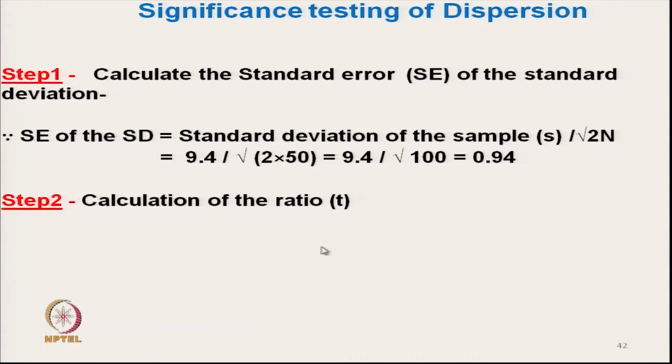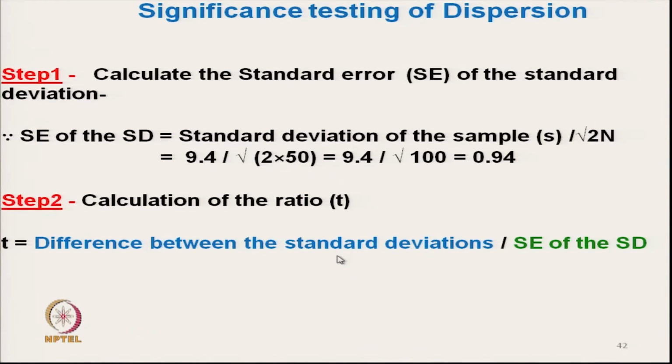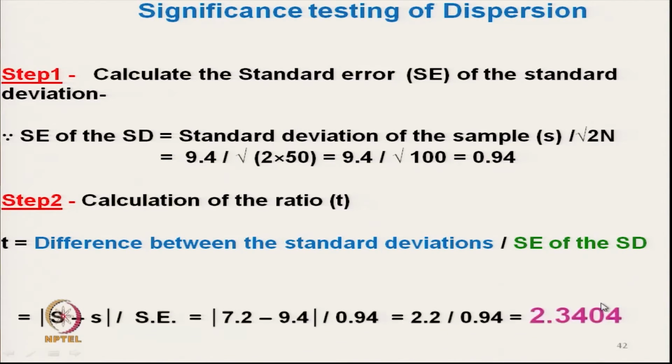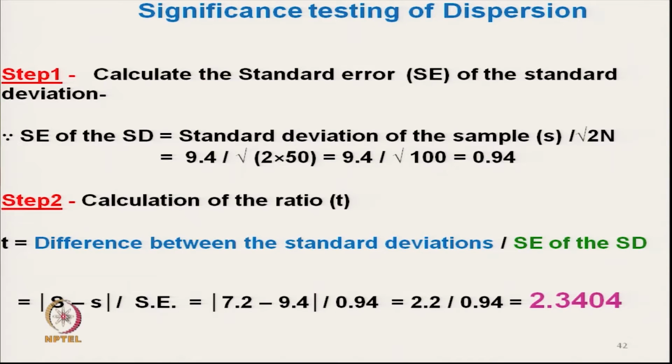So, we will calculate the t value. The t value will be the difference between the standard deviations, because we are now trying to calculate the difference between standard deviations, not the means. The difference between the standard deviations, capital S minus small s, divided by the standard error. So, the t value has come out to be 2.3404. This is the t value.